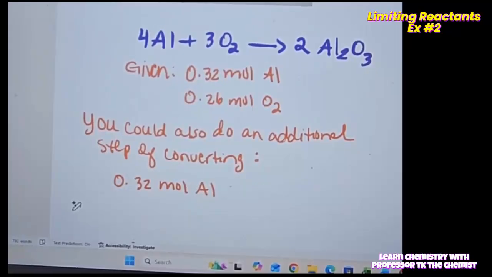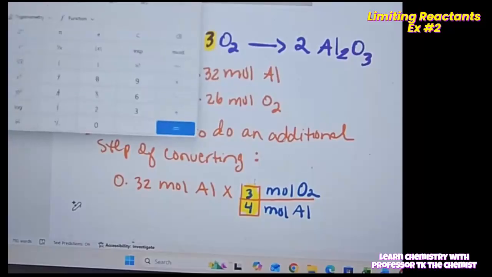And in this case right here, I could use my coefficients in my balanced equation, the 4 and the 3. And what you're going to do in this particular case, you're going to say, all right, well, from the 4 that's in my balanced equation, I'm going to put my 4 moles of aluminum there on the bottom, all right? And on the top, I'm going to put my moles of oxygen, which is 3. So if you plug this in, you get 0.32 times 3, and then divide that by 4.